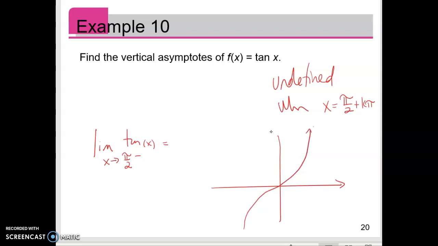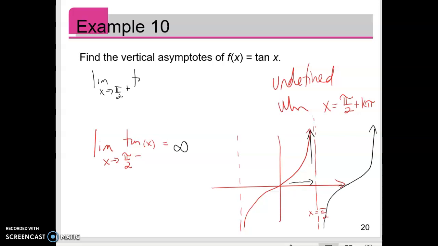Remember this guy? It's going to have period pi, so it'll repeat itself a lot. But if I'm only interested in x equals pi over 2, which is this vertical line right here, then as I approach that from the left, with values smaller than that, what does y do? It goes up. So we can say that that's infinity. And there'd be another one here. So we could do the other one just to see: the limit as x approaches pi over 2 from the right of my tangent function is negative infinity.